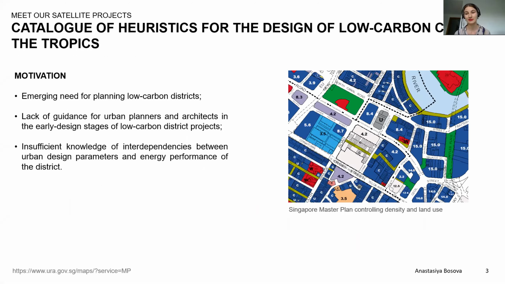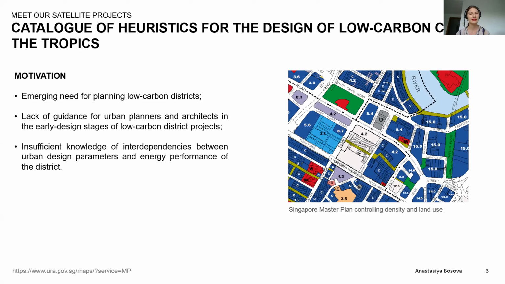Nowadays, there exists an emerging need for planning low carbon districts. But urban planners and architects are still experiencing a lack of guidance in the early design stages that would provide them with some rules of thumb to facilitate the design process. Many guidelines for tropical climate address the environmental performance of the district, such as outdoor comfort, but few of them explore and quantify the interdependencies between urban design parameters and energy performance of the district.